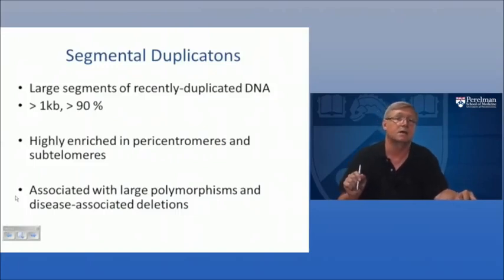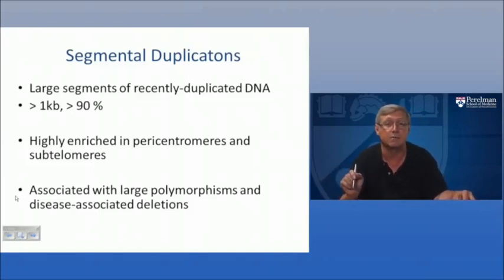Segmental duplications are present throughout the euchromatic regions as well, and these are defined as large segments of recently duplicated DNA greater than 1,000 bases in length and greater than 90% nucleotide sequence identity with at least one other duplicated segment in the genome. These regions are enriched in the pericentromeres, which are the euchromatic regions right next to the centromeres, and the subtelomeres, which are the euchromatic regions right next to the heterochromatic telomeres.